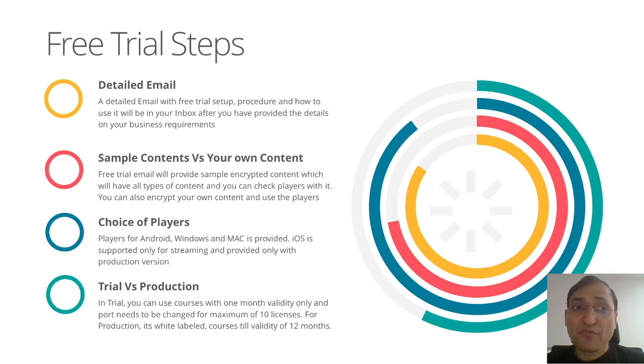For the steps of the free trial, you will receive a detailed email with all the credentials which you need for the free trial. You can use sample content, which is provided in the email, or you can take your own content and encrypt it. You can use Android, Windows, and Mac, all are provided on the free trial, except iOS, because it's only supported for streaming. And since we provide white labeling, you need to have an account with Apple to set that up. In the trial, there are certain limitations, but in the production version, there are no such limitations.